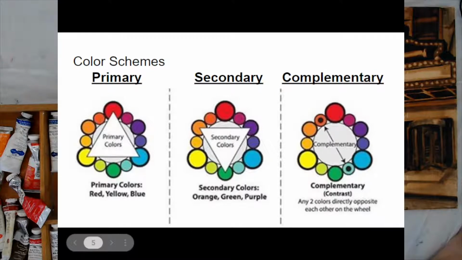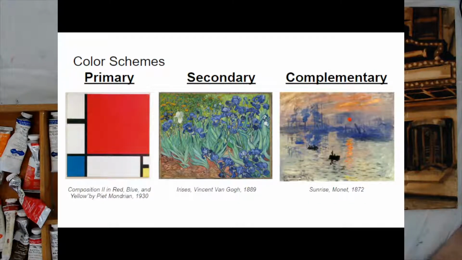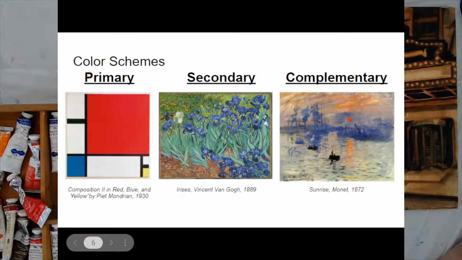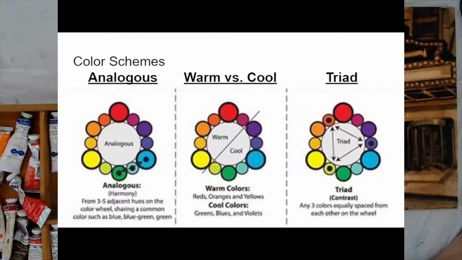So in the next slide, I have examples from art history that show those particular color schemes at play. Mondrian did the gridded squares, black and white, and he did primary colors, red, blue, and yellow. For your secondary colors, we have orange, violet, and green. I have Vincent van Gogh's irises, and you can see how pleasing that is. And Monet's sunset here is complementary. It's blue and orange, two colors that are opposite one another on the color wheel.